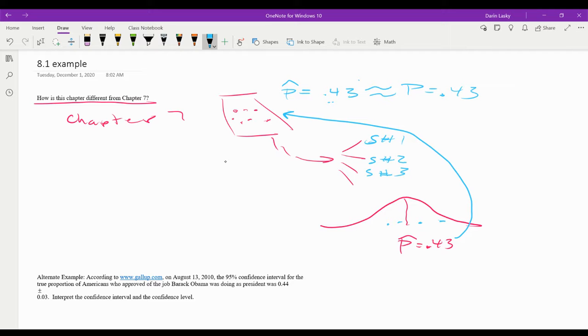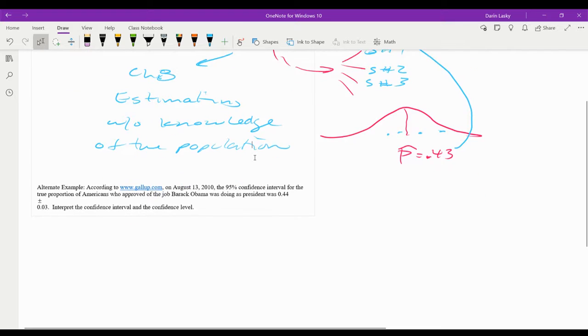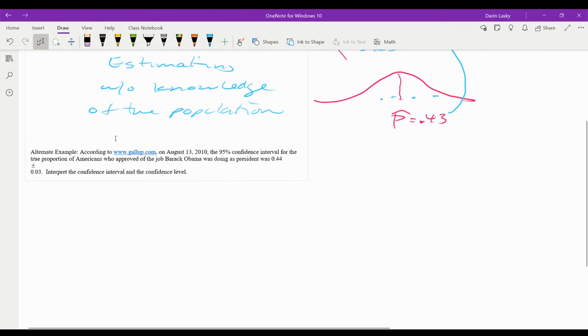So, man, this is when we start to get real because we never know the population. So now in chapter 8, we are estimating without knowledge of the population. Okay, so that's the big difference. That's the biggest difference you guys are going to see here. All right, so let's move down to the example, and then we'll tackle that.